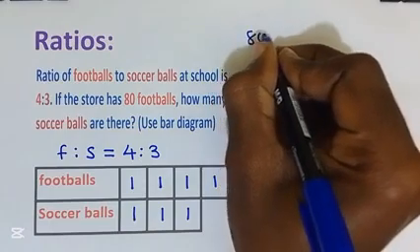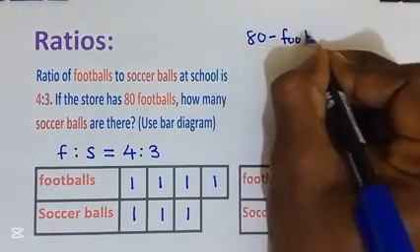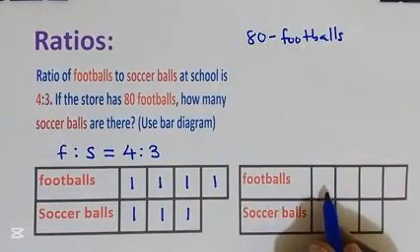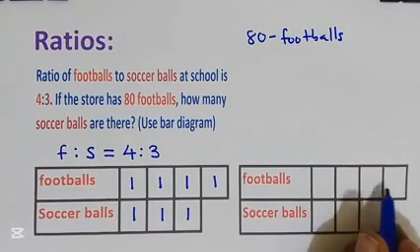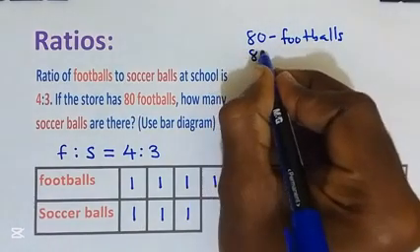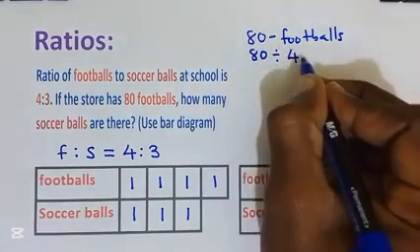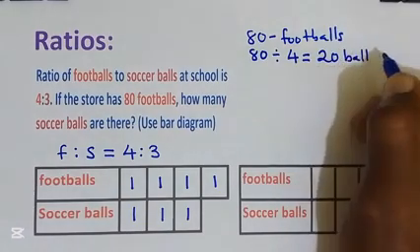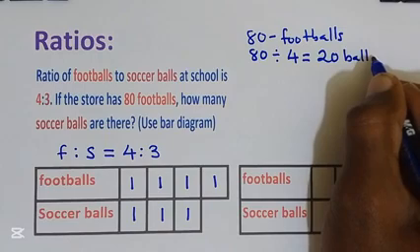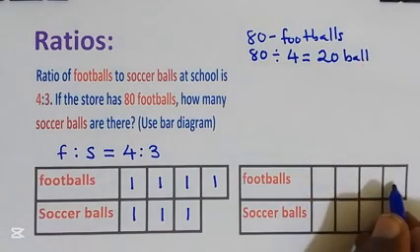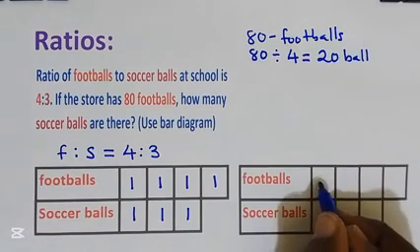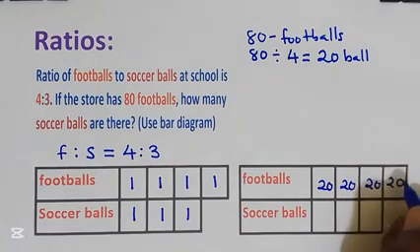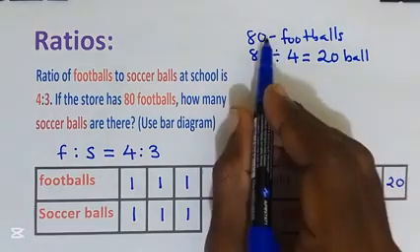We have 80 footballs. And these 80 footballs, we are supposed to present them in 4 boxes. So we are going to take 80 divided by 4. We got 20 balls. So each box is going to take 20 balls. So we are going to have 20, 20, 20, and here 20, which makes 80 balls.